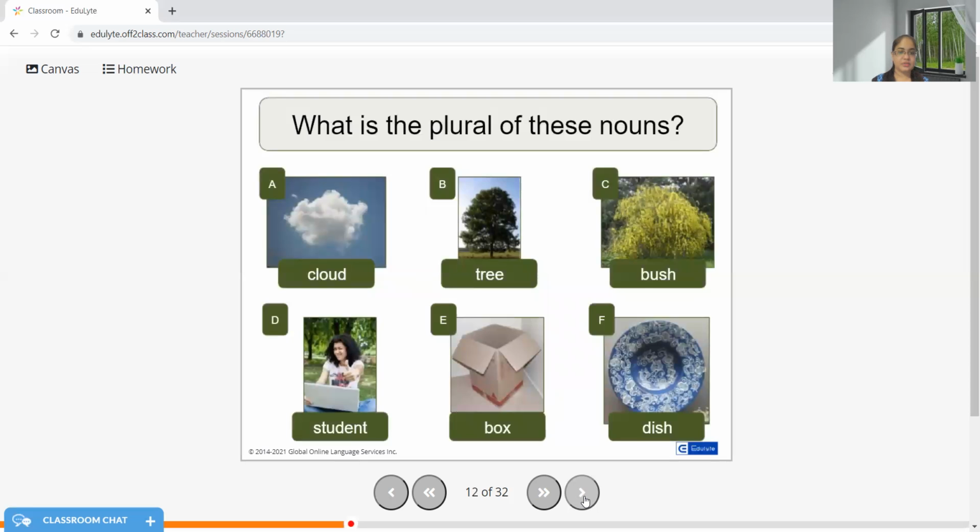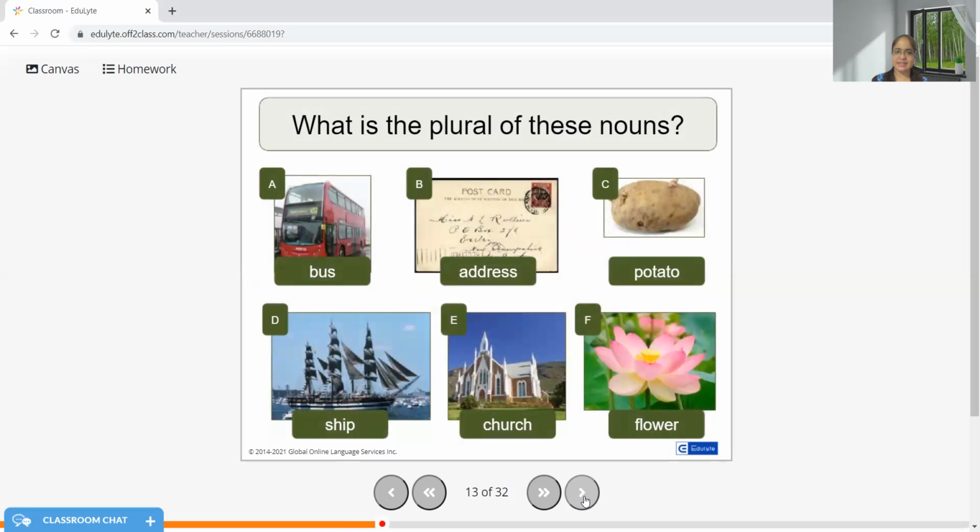What is the plural of these nouns? Try with me. Clouds, trees, bushes, students, boxes, dishes. I'm sure it's easy for you to understand. Buses, addresses, potatoes, ships, churches, flowers.